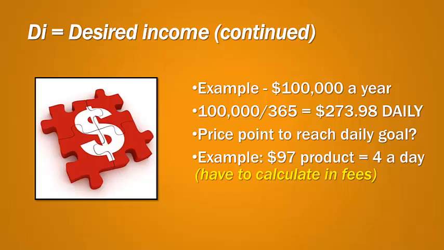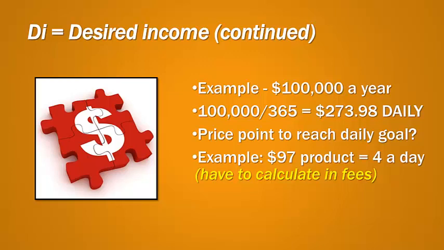You got that. Okay, next, let's break that down into a daily goal by dividing that number by the amount of days in a year, which is 365, or at least in the US, that's what it is. If we do that, then we arrive at a daily income of $273.98. So if we divide 100,000 by 365 days, we come up with $273.98 per day.